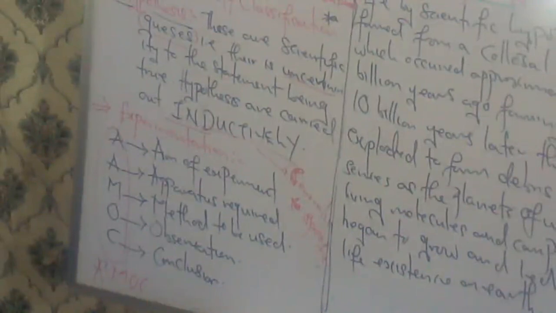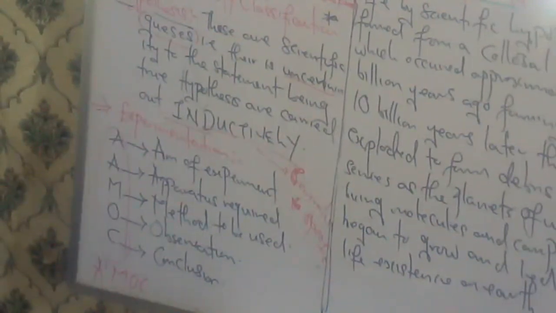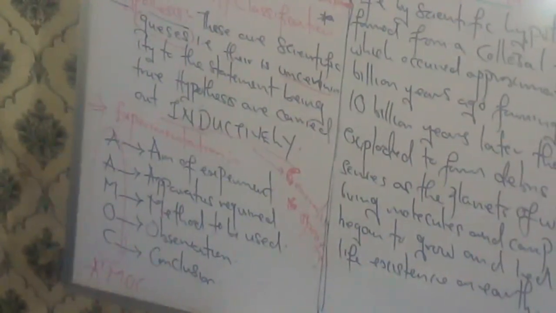The first A stands for the aim of the experiment. When you talk about the aim of the experiment, we are talking about why you are carrying out this experiment. What was your purpose for carrying out the experiment? Then we have your apparatus. The apparatus has to do with the instruments that are required to carry out this experiment.